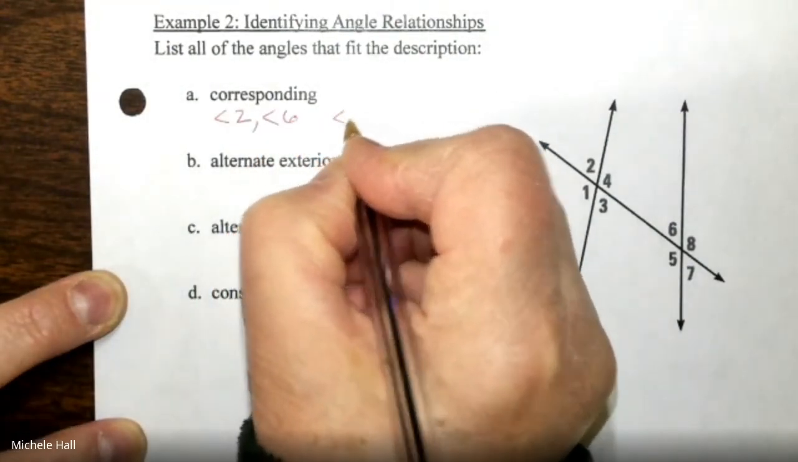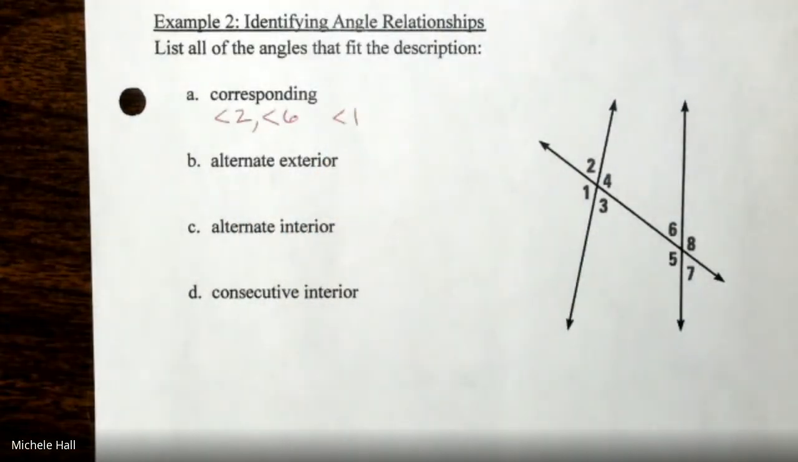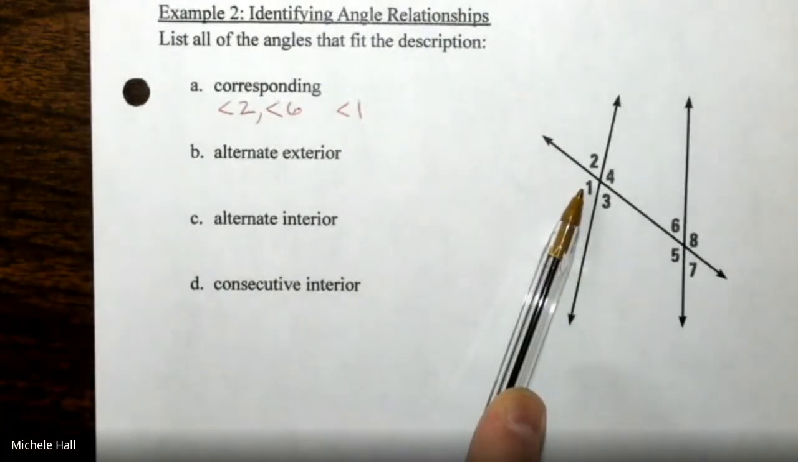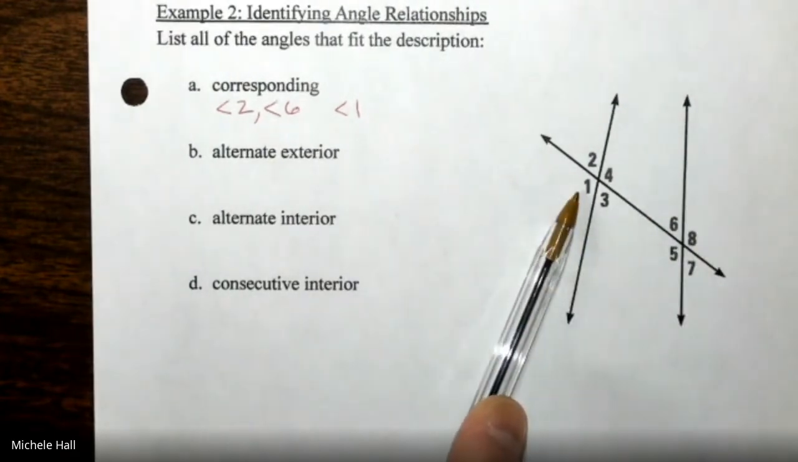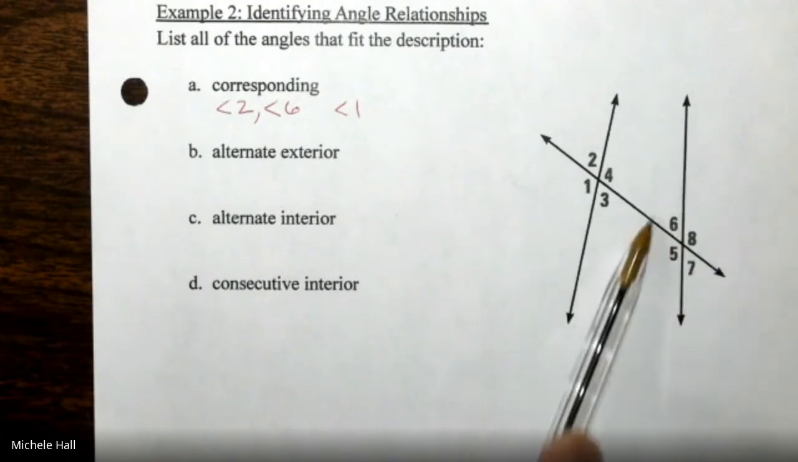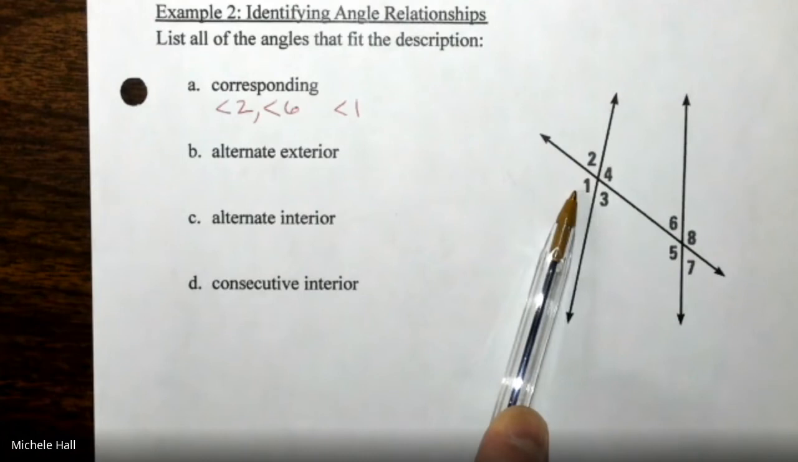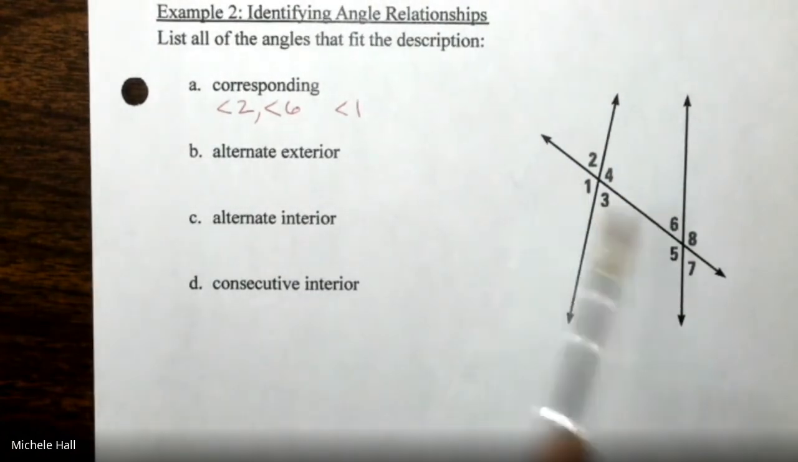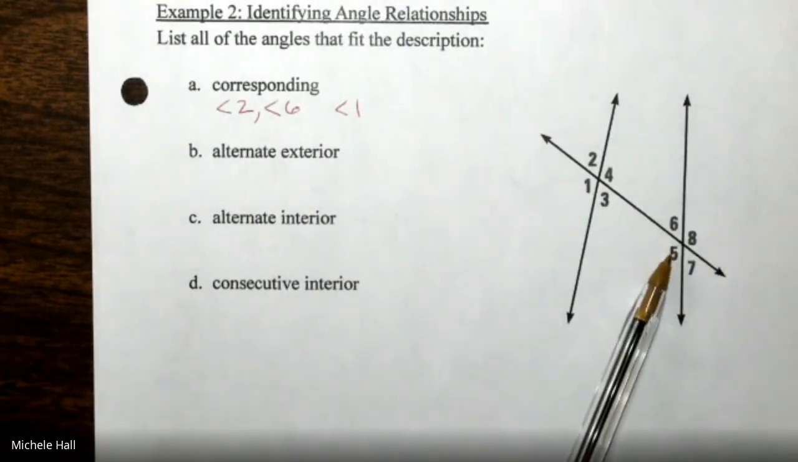Next, we have angle 1 corresponds to which angle? They're in the same position. Angle 1 is right here. I'm looking for that same position on these angles here. There's angle 1. Which angle down here would be in the same position as angle 1? I've only got 4 angles. It's this angle here in this corner. Which angle down here would correspond to that? Angle 5.